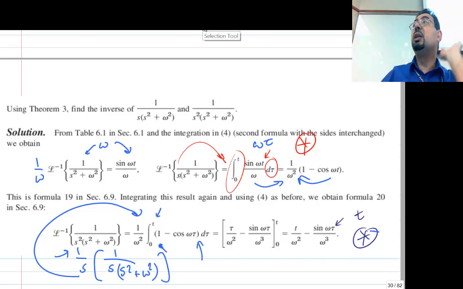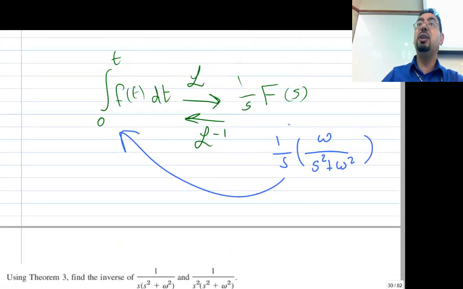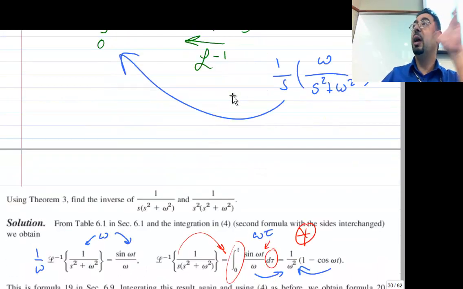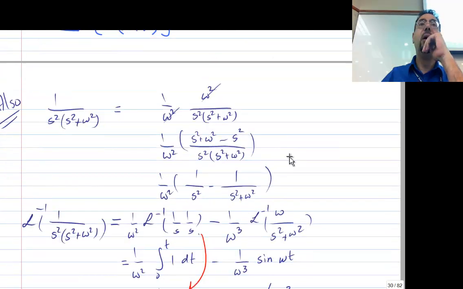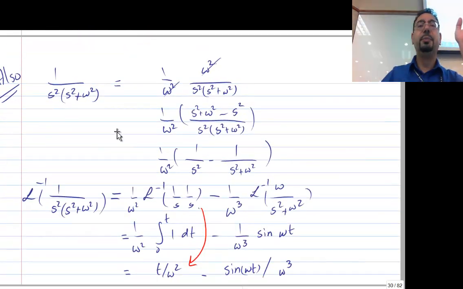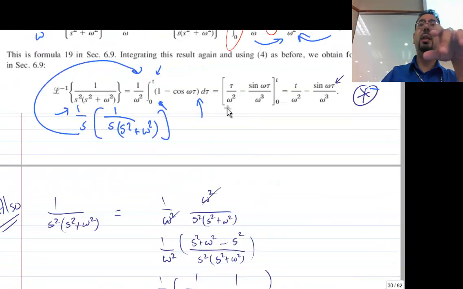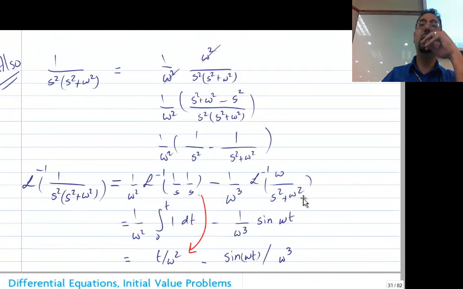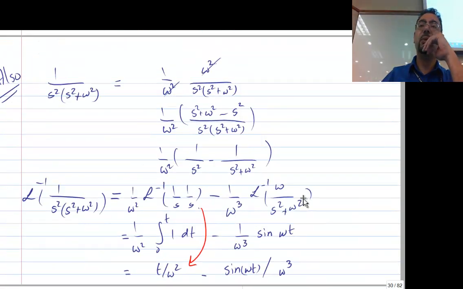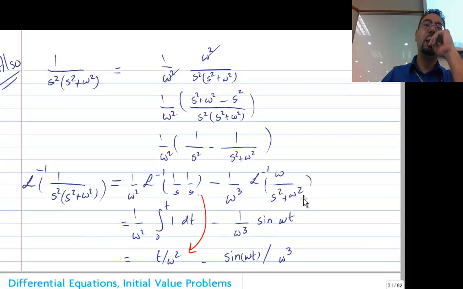You got it? So the integration is division, and the differentiation becomes multiplication, and a constant, f of 0. Alright? So this is written a little bit nicely, so you can see what's going on.